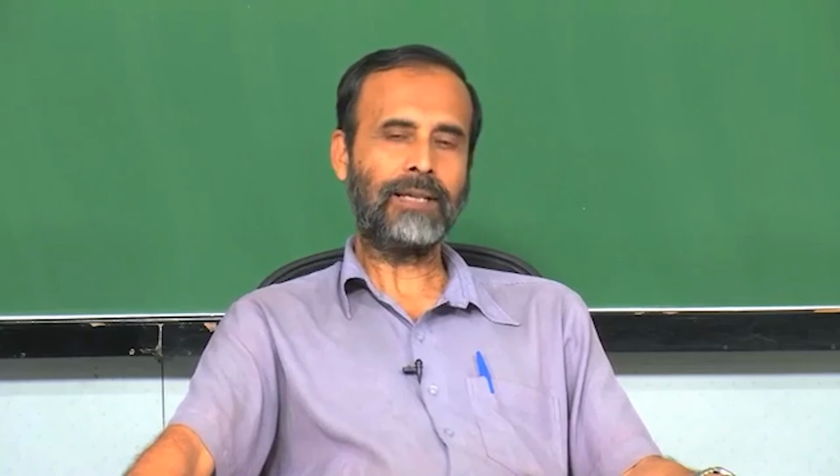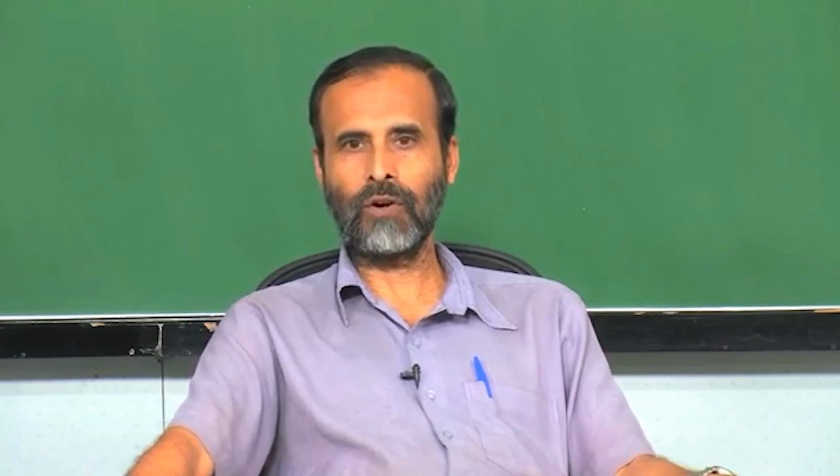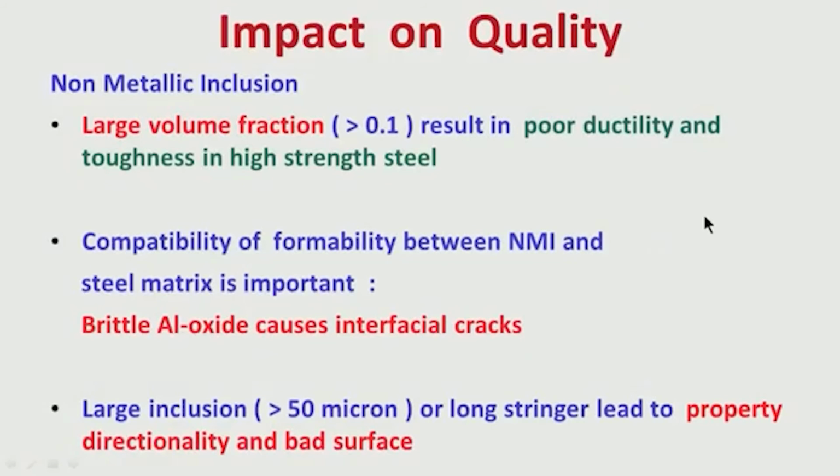Now, another important issue arises when you are forming the steel. Suppose we have cast a steel, and now we want to hot roll or forge it. If you have some inclusions in the steel, when you are forming the steel, these non-metallic inclusions also try to deform, like the steel is getting deformed. So what is important is the compatibility of the formability. That means, what is the relative formability between the inclusion and the steel matrix?